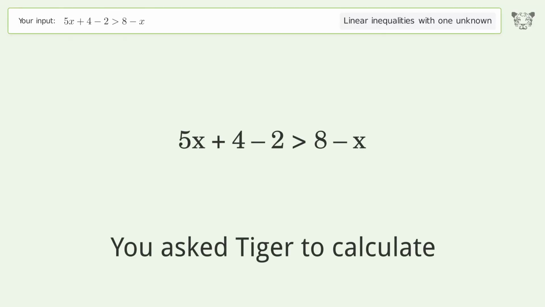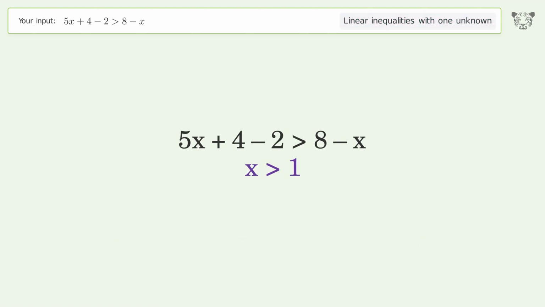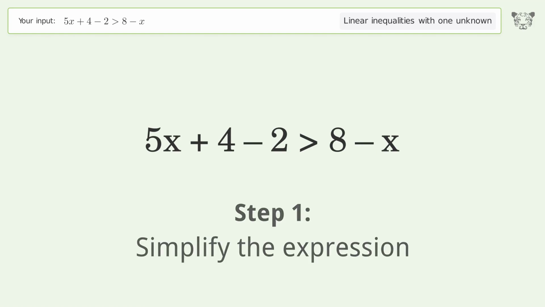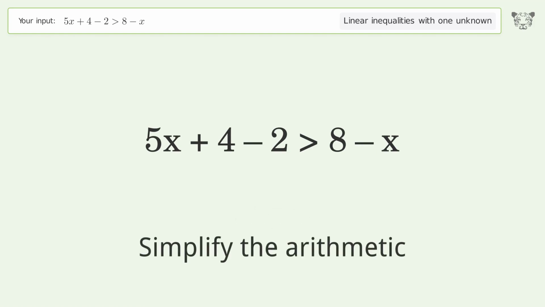You ask Tiger to calculate. This deals with linear inequalities with one unknown. The final result is x greater than 1. Let's solve it step by step. Simplify the expression. Simplify the arithmetic.